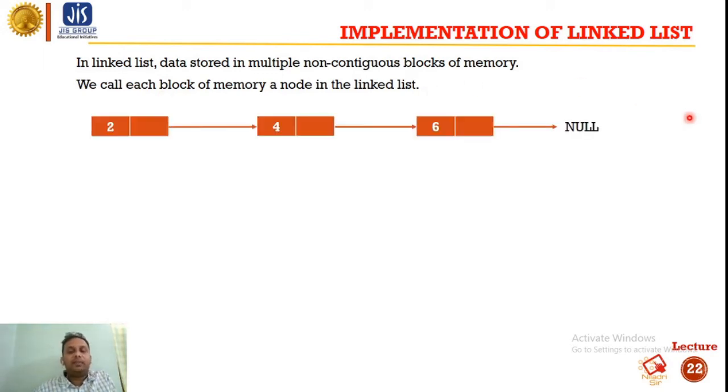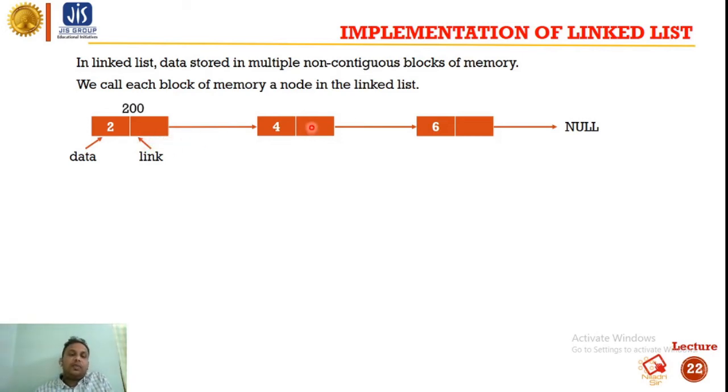So this is an example of a linked list. As you can see, there are three nodes. The first node stores 2, the second node stores 4, the third node stores 6. This is the data part of the linked list, and this is the link part, or the next part, or the address part. The link part basically stores the address of the next node.